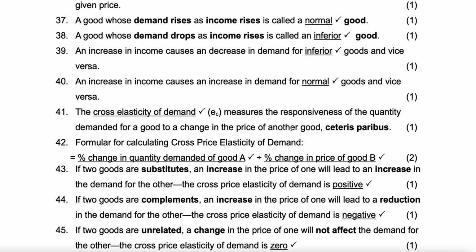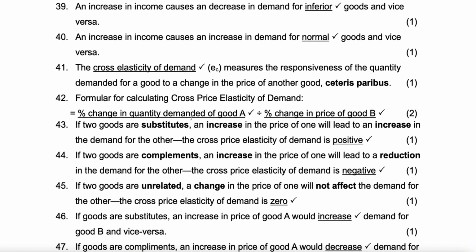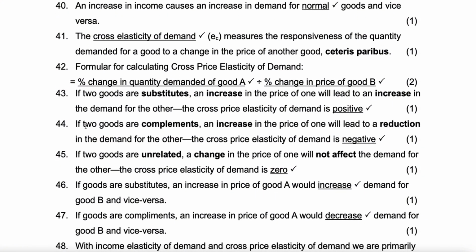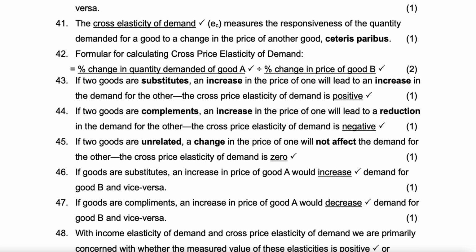Okay, let's go deeper. The formula for calculating cross elasticity of demand is percentage change in quantity demanded of good A divided by percentage change in price of good B. So if two goods are substitutes, an increase in the price of one will lead to an increase in demand for the other. The cross elasticity of demand is positive. If two goods are complements, an increase in the price of one will lead to a reduction in the demand for the other. Cross elasticity of demand is negative. If two goods are unrelated, a change in the price of one will not affect the demand for the other. The cross elasticity of demand is 0. Okay, so it's as simple as that.